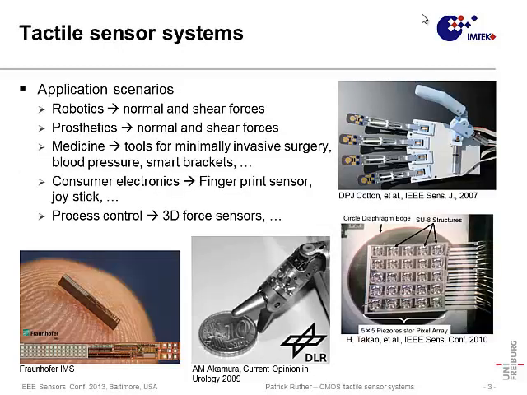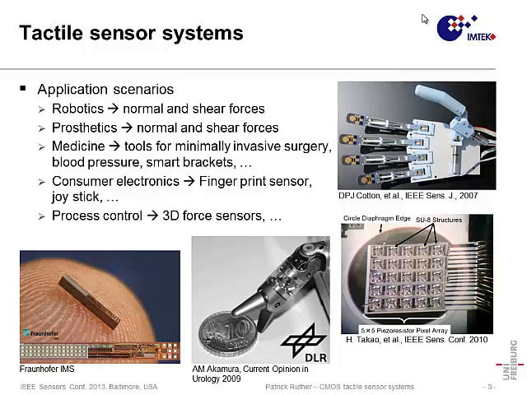As you know, tactile sensor systems have a broad variety of potential applications, and these are just a small number of examples that you find in literature. We have them in robotics and prosthetics, where it is necessary to measure not only normal forces, but also shear forces, so that you can decide whether an object is gliding through your fingers. And this can be done with systems as integrated here in this robotic hand.